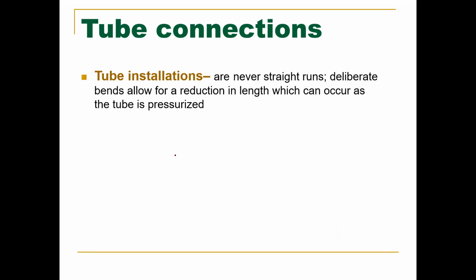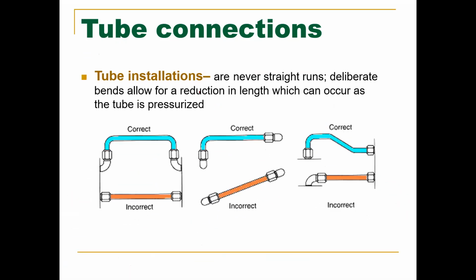So going from there, we have tube installations. Tube installations are never straight runs. Their deliberate bends allow for a reduction in length, which can occur as the tube is pressurized. What else will cause these to be incorrect?